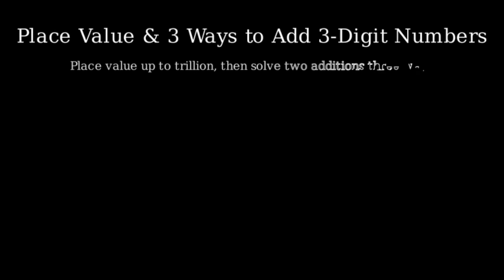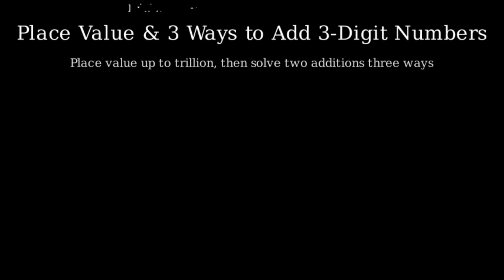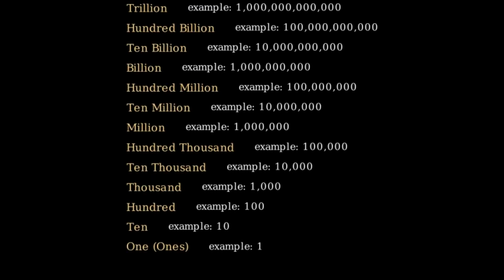Welcome! In this lesson, we'll learn place value all the way up to the trillion place and solve two 300-digit additions in three different visual and algorithmic ways. Let's get started. First, let's review place value. Each digit in a number has a place that tells us its value.